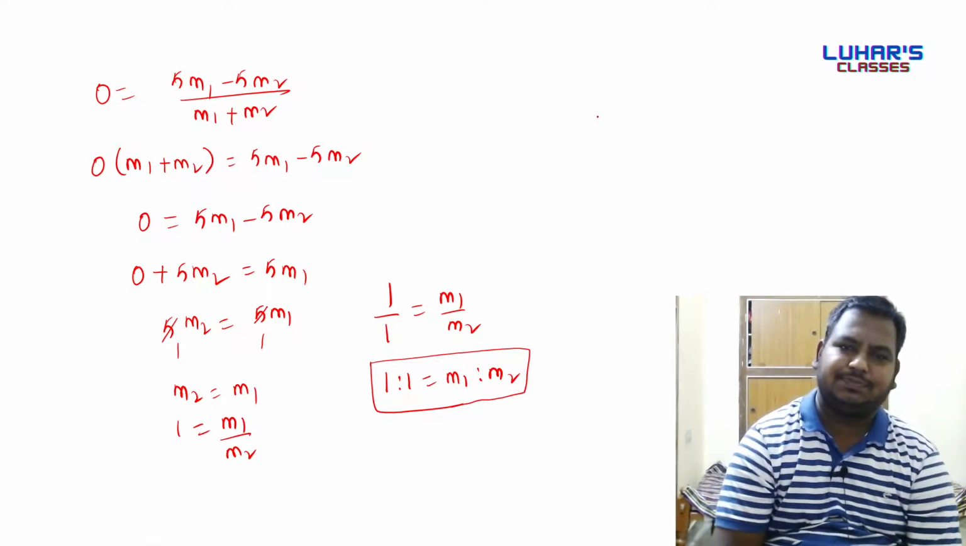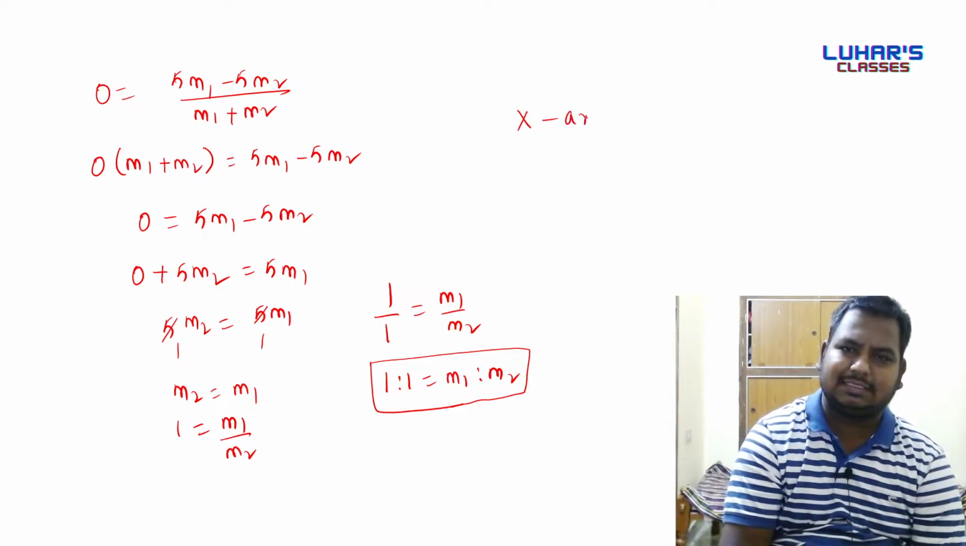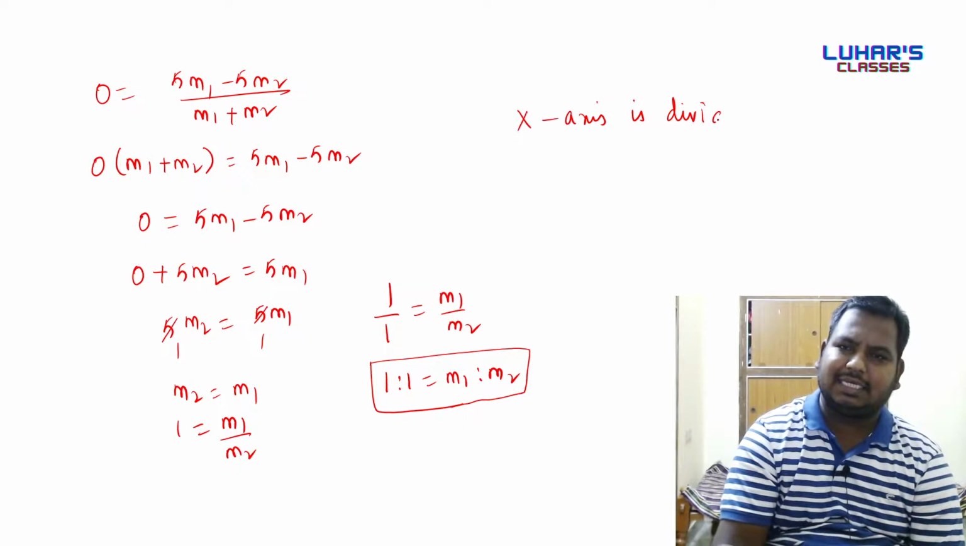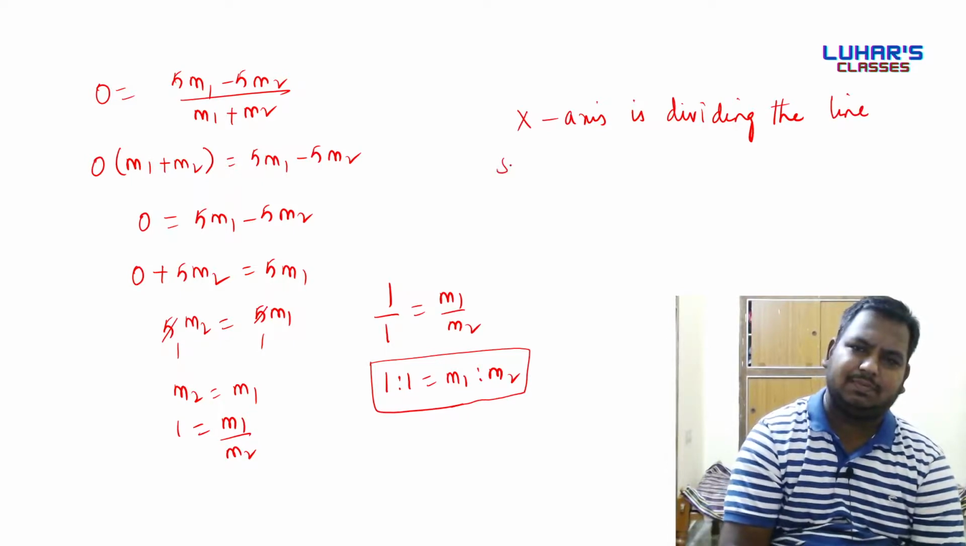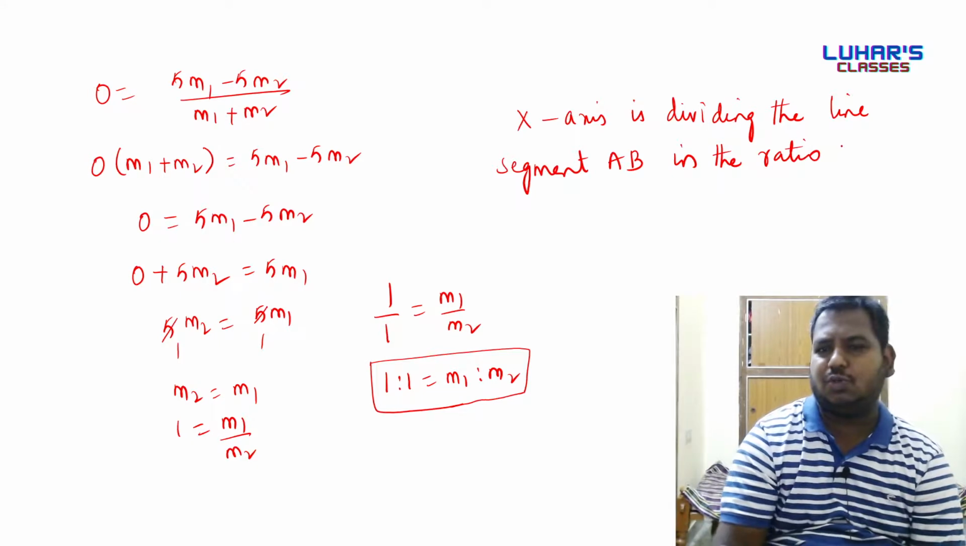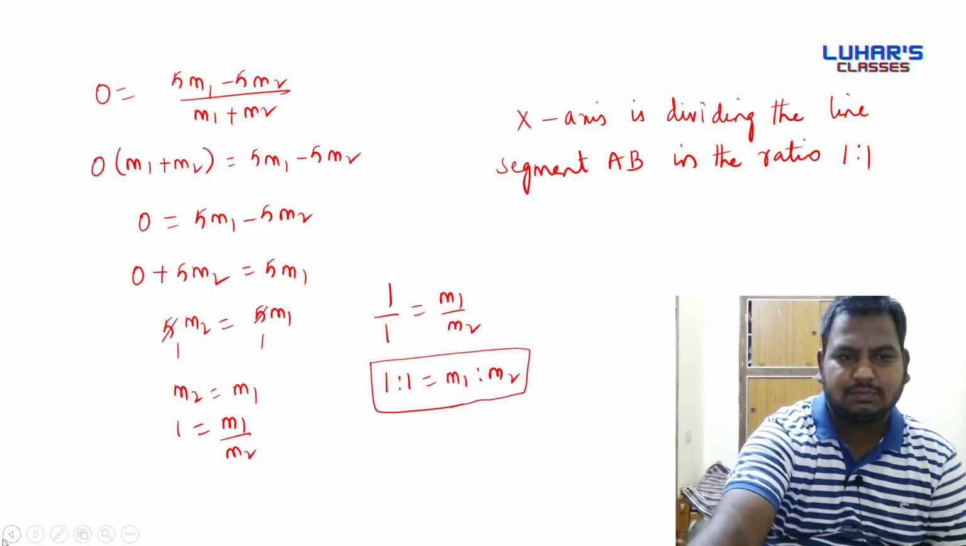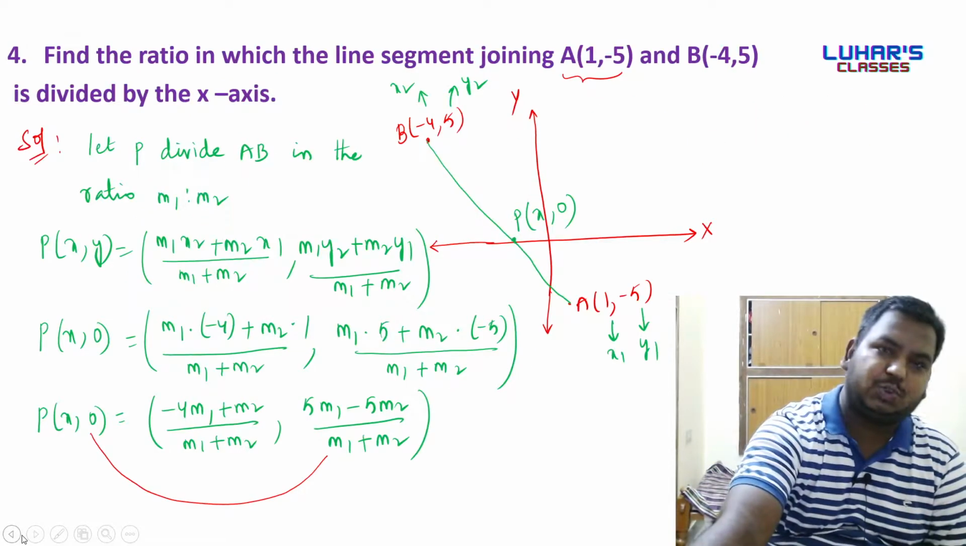So here, what can we say? We can say that the x-axis is dividing the line segment AB in the ratio 1 is to 1. In the ratio 1 is to 1. Done?